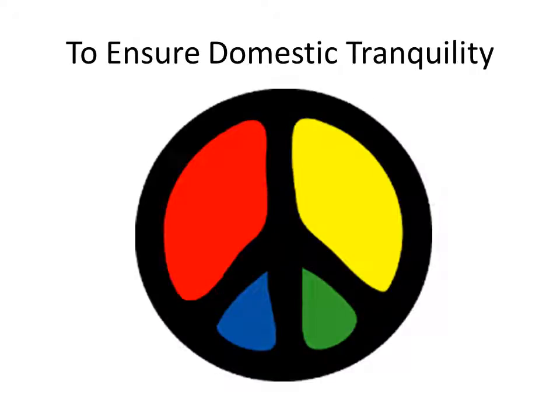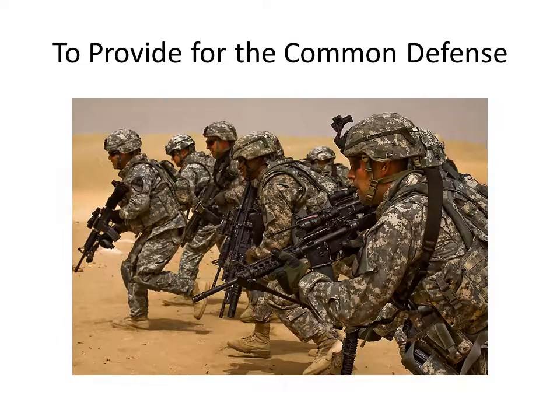To ensure domestic tranquility, these writers of the Constitution were basically saying, we want to ensure that people in their daily lives have peaceful, tranquil daily lives. And we need to write this Constitution in part to do that.